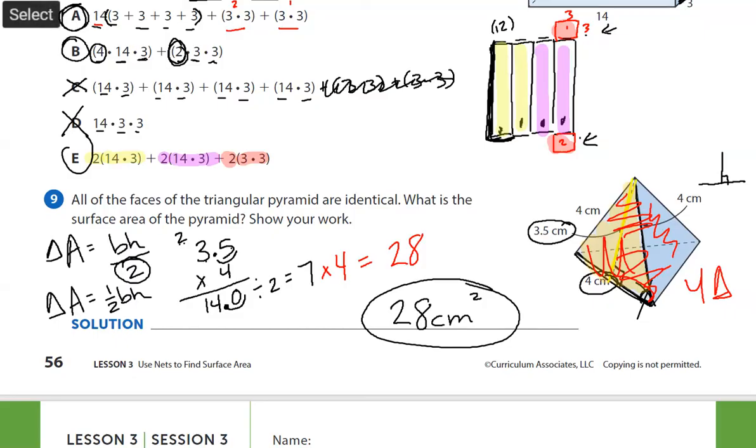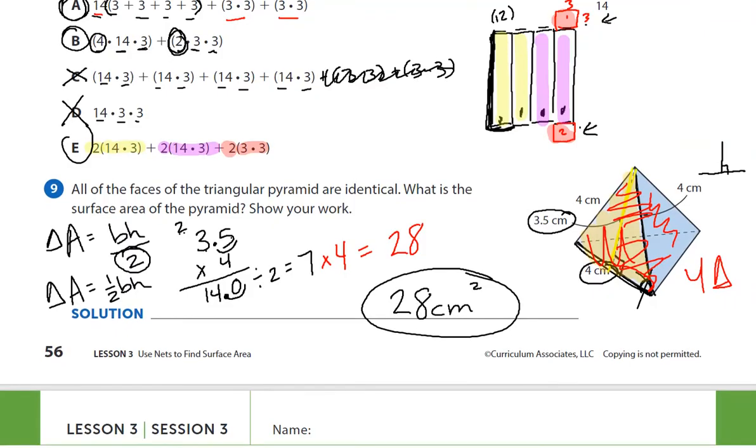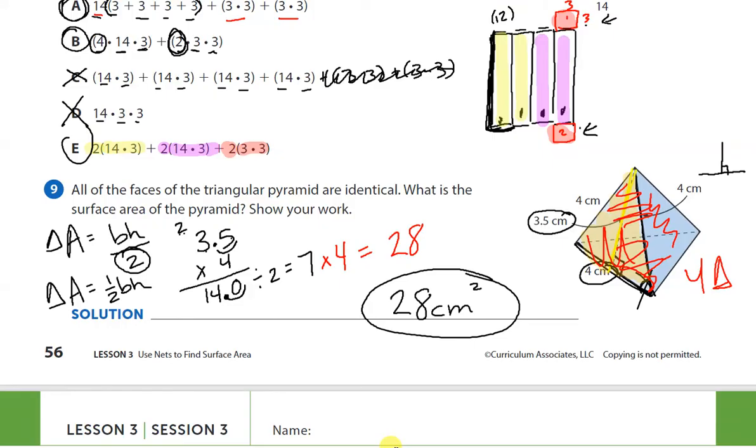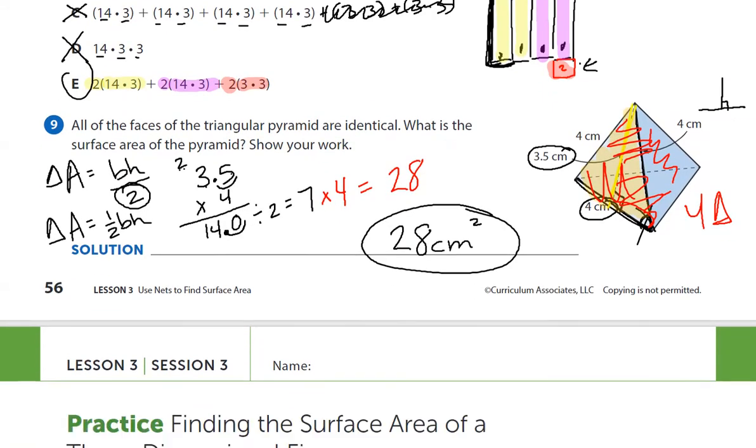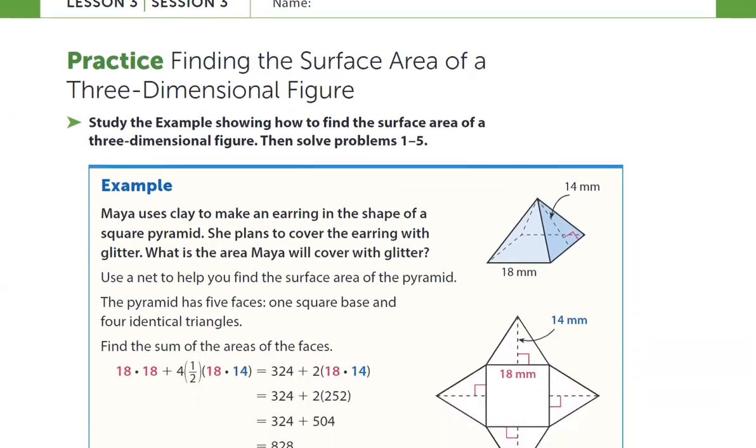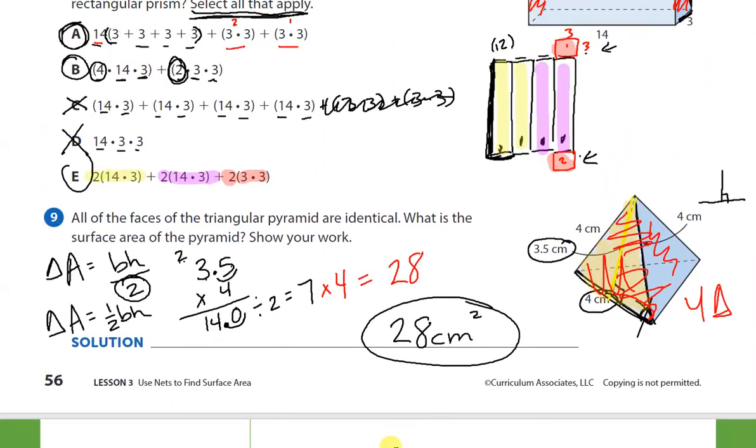Okay. So just remember, all you're doing here is you are finding the area of each face of the figure and adding all those areas together. You're going to do these green pages on your own, and I will see you guys in class.